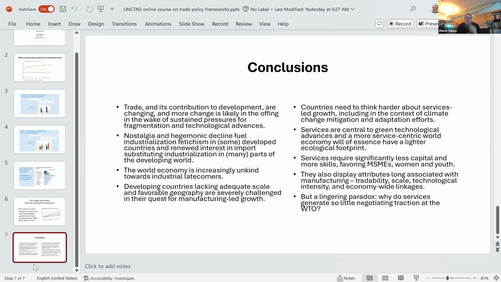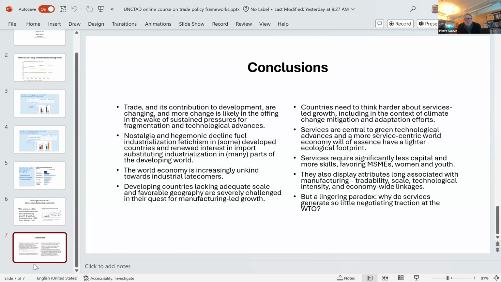All the more so because services require significantly less capital than manufacturing does, less scale. It tends to favor smaller firms, and it also has very strong attributes of inclusiveness, particularly for women and young workers and entrepreneurs. So the service economy is also a gateway for a more inclusive growth pattern.